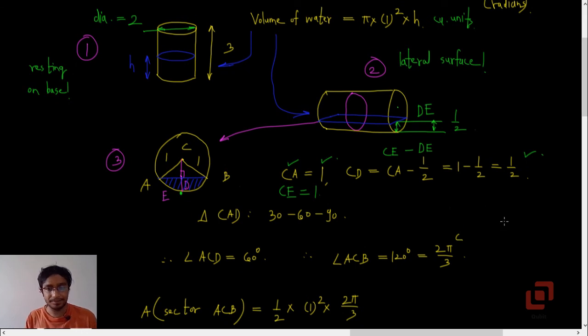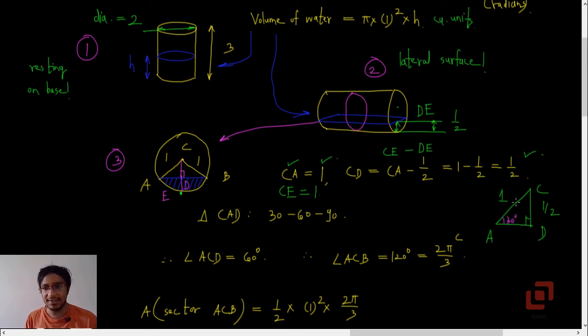Okay, because at D you have a right angle, and this is 1 and this is 1 upon 2. So side opposite to 30 degrees is half of the hypotenuse.